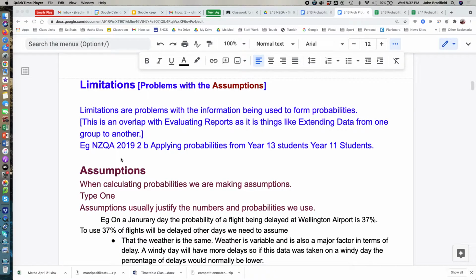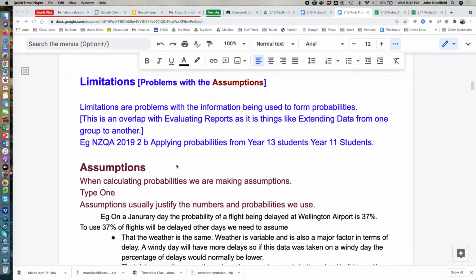Information based on year 13 students being applied to year 11 students. Now we know from evaluating reports that that is extending of results. And so that sort of thing we keep an eye out for in the probability situations. Are the numbers we've been using, or the numbers we're going to use, based on something solid, or are they based on something that looks similar but that's not quite right? Examples of this will come up just as you're working for exams.